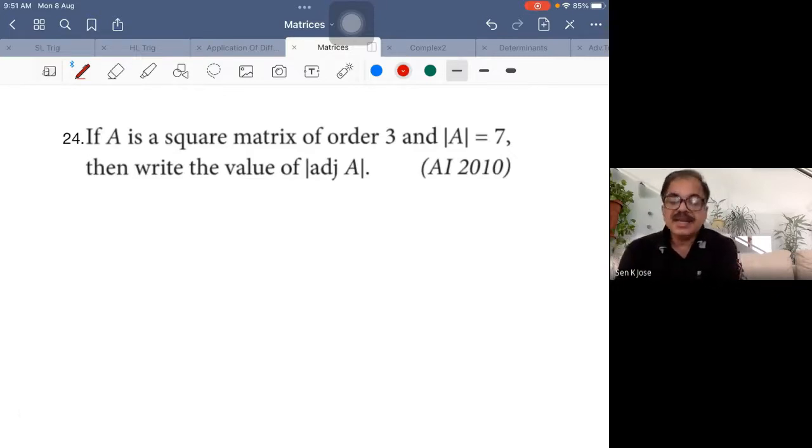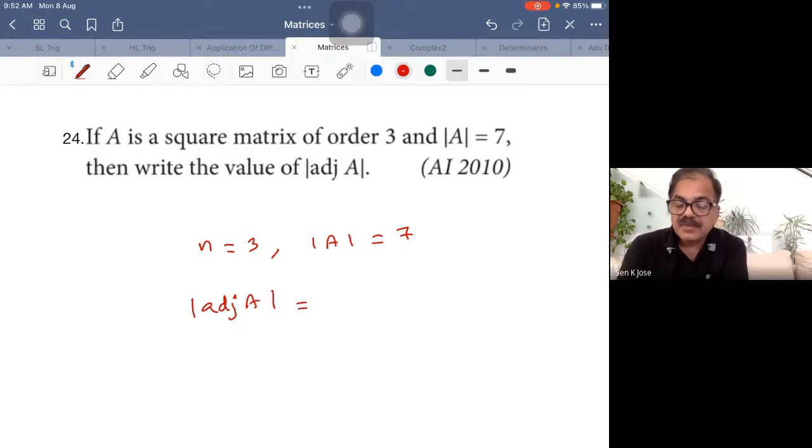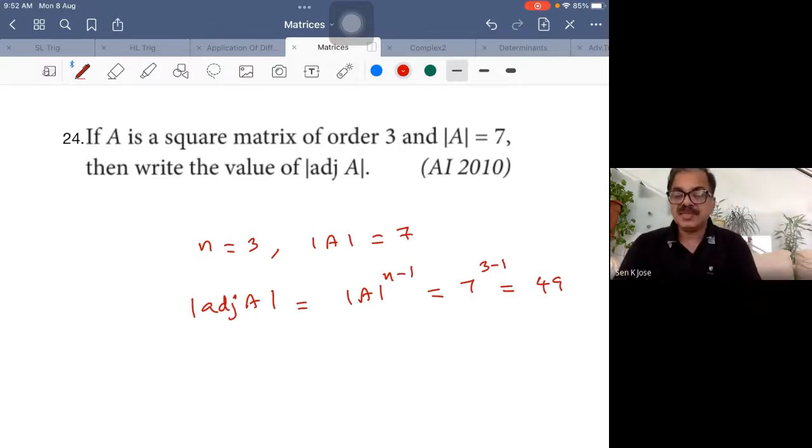There is n given to you, 3. Determinant A is 7. Find the value of determinant of adjoint of A, which is determinant A raised to n minus 1, 7 raised to 3 minus 1, 7 squared, 49. In fact, I don't like this question. I'm going to slightly change this question, okay? This is the answer to it.